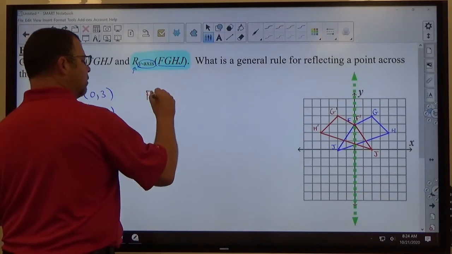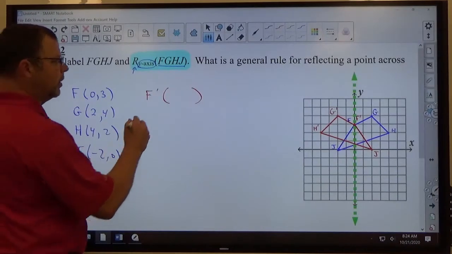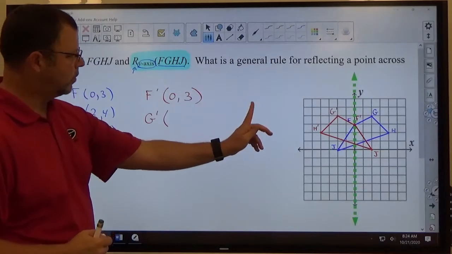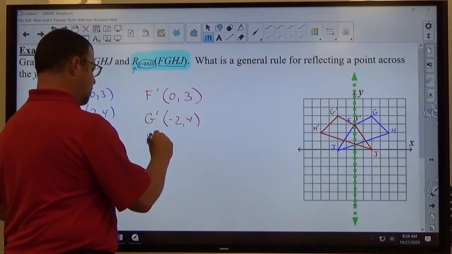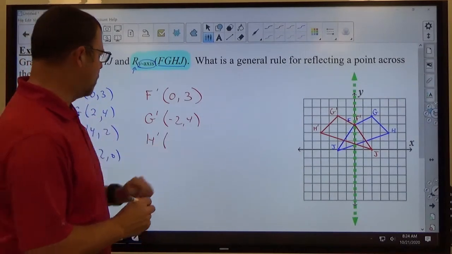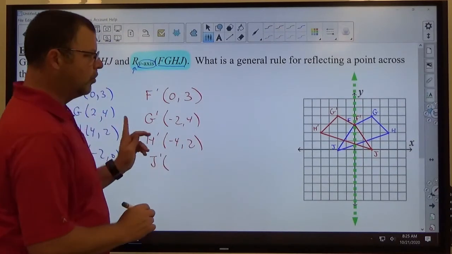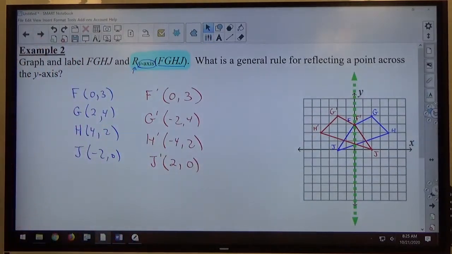F prime, looking at the picture, is 0, 3. G prime is 2 left, 4 up, so negative 2, 4. H prime is 4 left, 2 up, so negative 4, 2. And J prime is 2 right and 0 up or down, so 2, 0. We're going to do the same thing we did in example 1. We're going to compare the image points to the pre-image points, see what stayed the same, what changed, and make a conjecture based on that evidence.